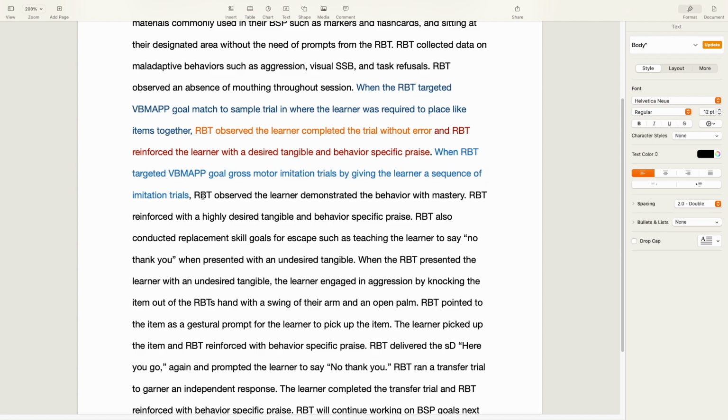Well, RBT observed, this is a behavior by the RBT, but this is really the behavior, right? But I'll put the whole thing in orange. If you want, I won't do that, just not to confuse you. I'll leave that in black, right? This is the behavior. The learner demonstrated the behavior with mastery. What did they do? They did the behavior perfectly, right? And then here we go. Here's the consequence. RBT reinforced with a highly desired tangible and behavior-specific praise.